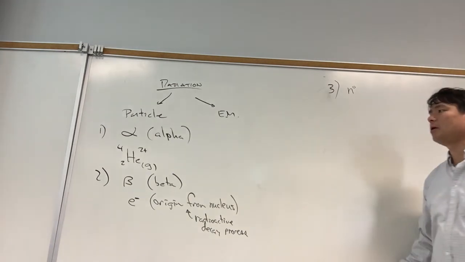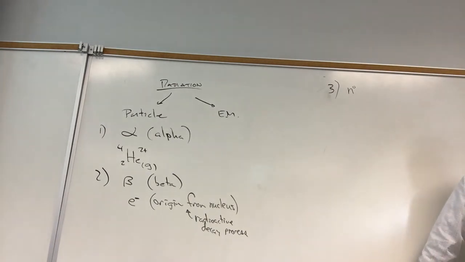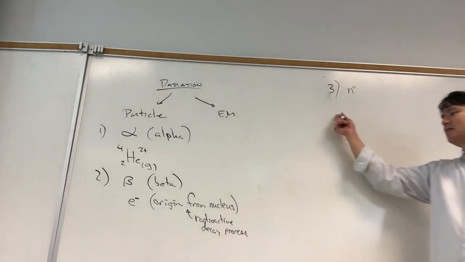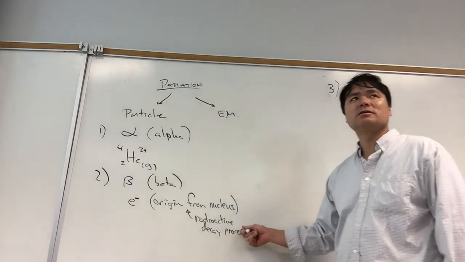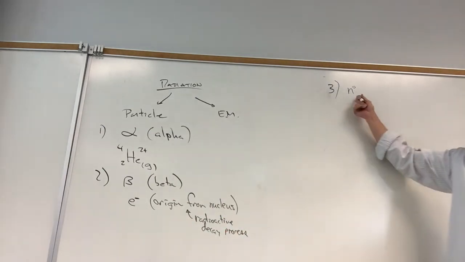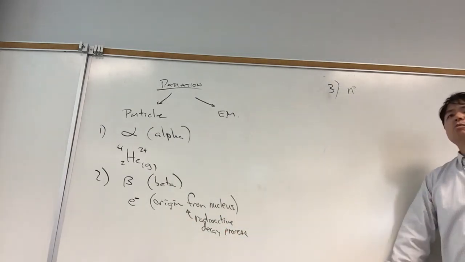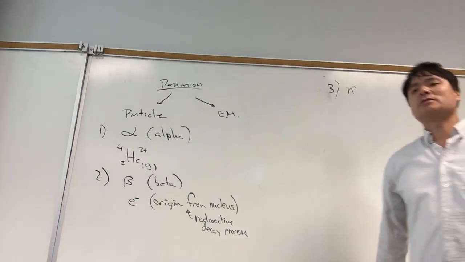Another type of particle radiation is neutrons. Sometimes neutrons are spit out from the nucleus. This makes more sense than electrons, but it depends on the decay process. This is why electrons are spit out, but these neutrons can be spit out too. What do you need to protect yourself from neutrons?